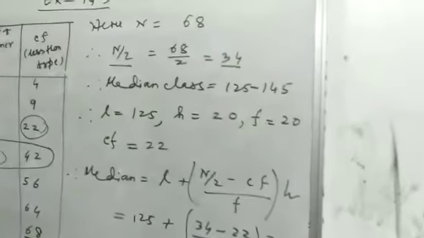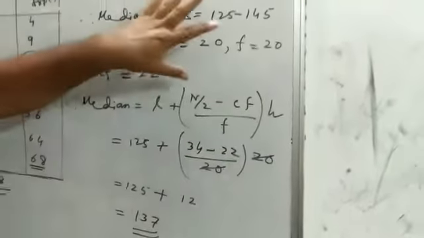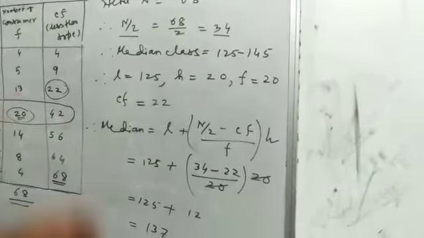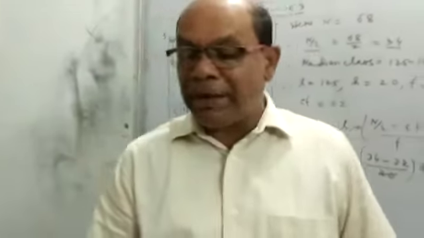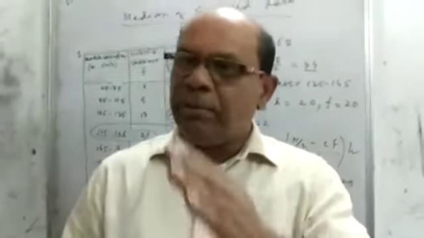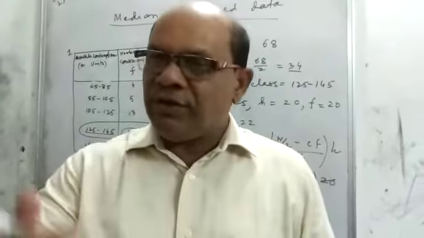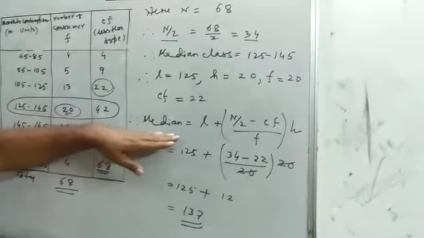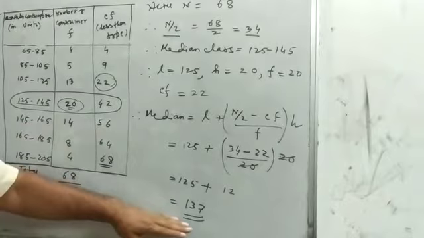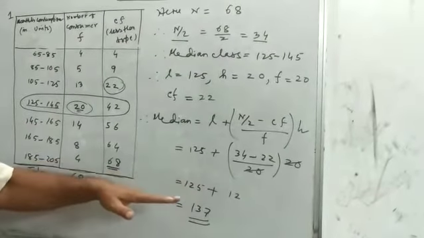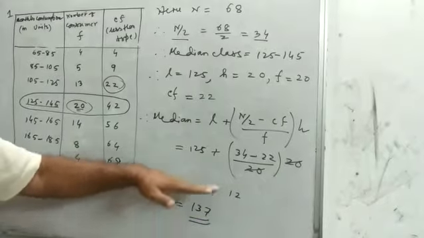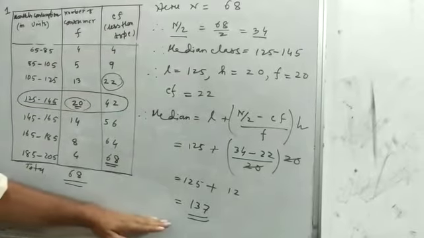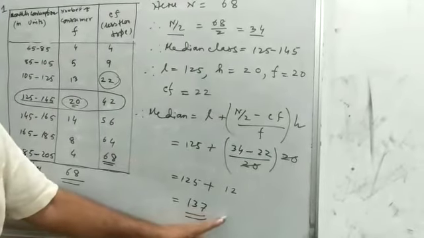But how will I write the answer? Simplification is very easy; if these are correct, we will get the answer. Then what is the median, and how will we interpret the answer? Here it is given that this is the monthly consumption, and we know that median means the middlemost value. Means that 50% of the consumers use less than 137 units monthly.